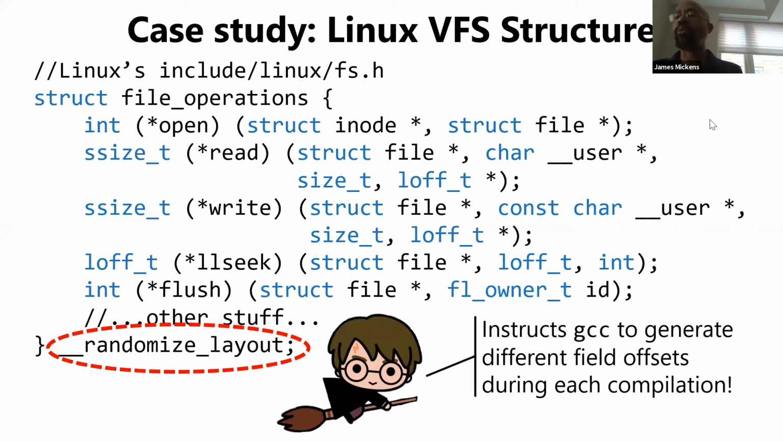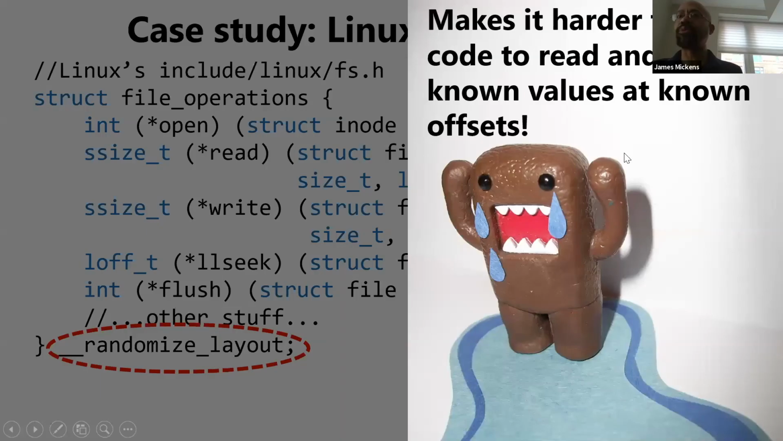And so why is this helpful? Well, it's helpful because it makes it harder for evil code to read and write known values at known offsets, right? Because every time someone compiles the Linux kernel, this particular struct will have a different order for all of these function pointers. So, in general, adding non-determinism to the environment under attack makes it more difficult for the attacker to actually successfully exploit that environment.